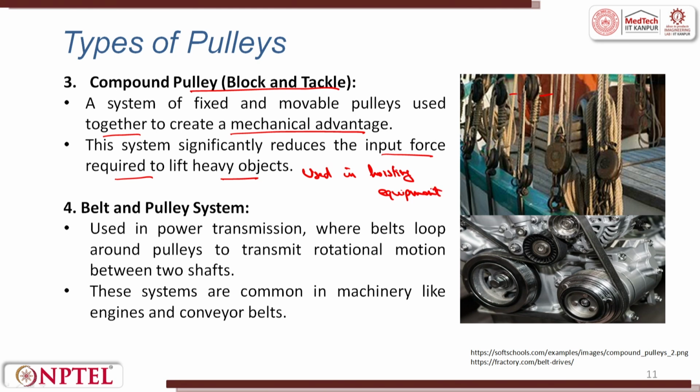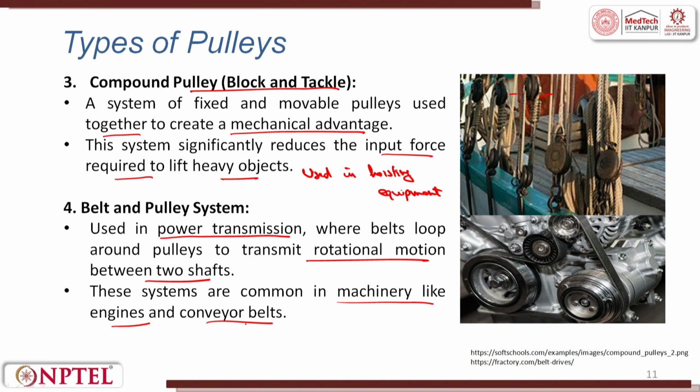Then comes the belt and pulley system. This is a pulley, along with this we have a belt. So, this belt is rotating over a pulley. These are used majorly in power transmission, where belts loop around the pulleys to transmit rotational motion between two shafts. These systems are common in machinery like engines and conveyor belts or so.